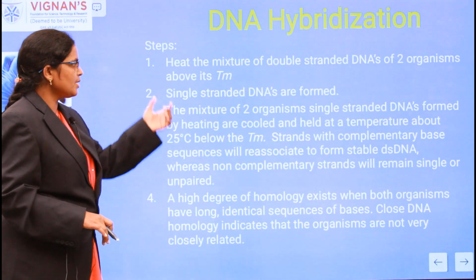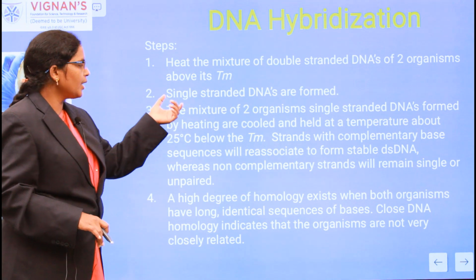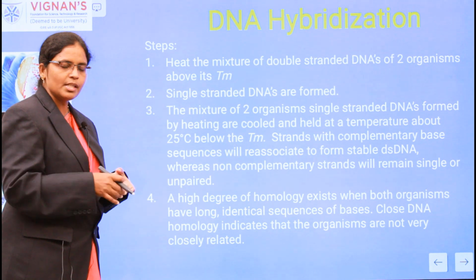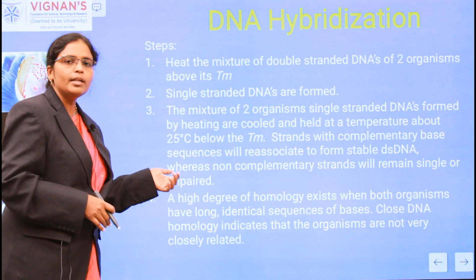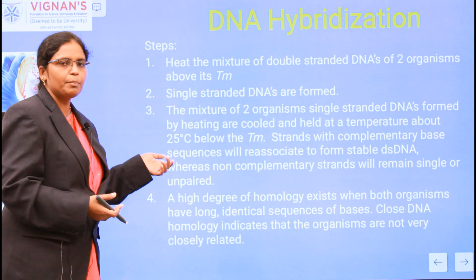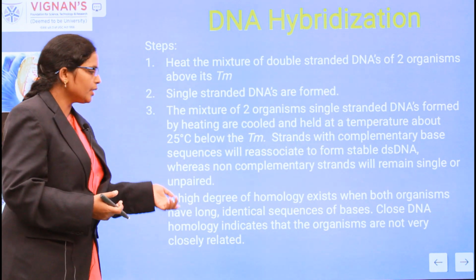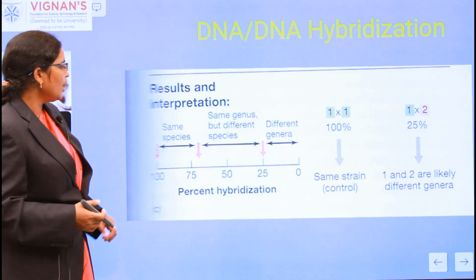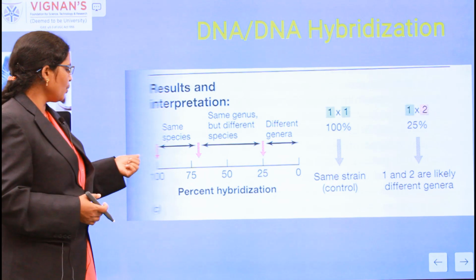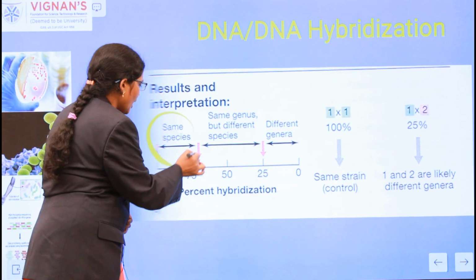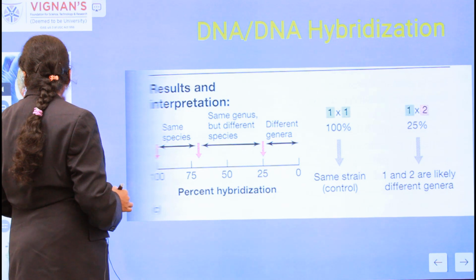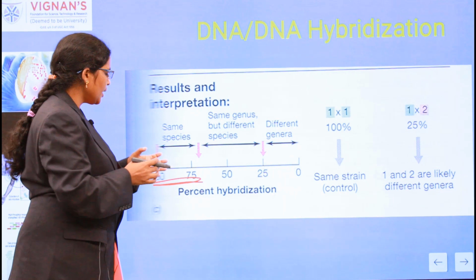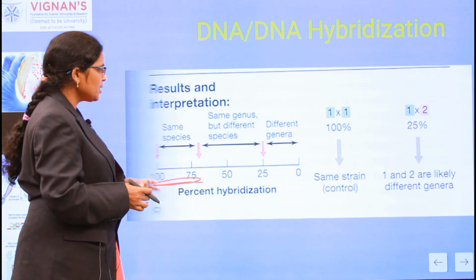These are the steps. First, heat the mixture of double strands, then separate the single strands. Third, mix the single strands of those two organisms, and later cool the test tube, that means reduce the temperature, and then we can observe the annealing, that is the hybridization. Based on the hybridization, we can represent it like this. If the organisms are of the same species, their hybridization is 75 to 100%.